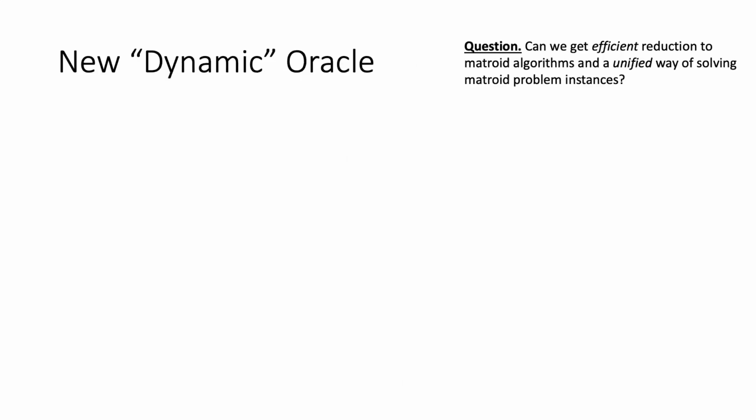So as I mentioned at the very beginning, the central question that our paper is studying is whether we can get the notion of efficient reduction to general matrix intersection algorithm, and therefore a unified way of obtaining algorithms. So not just an algorithm, but efficient algorithm for specific matrix problem instances at the same time. So that's why we introduced this new model that we call a dynamic oracle model.